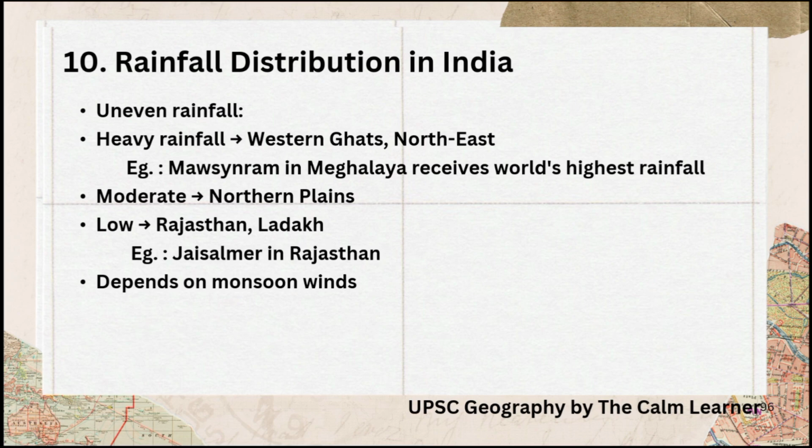Now, as we have talked about monsoon, let us see the rainfall distribution in India. The rainfall in India shows high spatial variation. Regions like Western Ghats and Northeast receive heavy rainfall, while Rajasthan and Ladakh receive minimal rainfall. One of the examples of high rainfalls would be Mawsynram in Meghalaya, which receives the world's highest rainfall. On the other hand, Jaisalmer in Rajasthan usually receives very low or no rainfall during the monsoons.